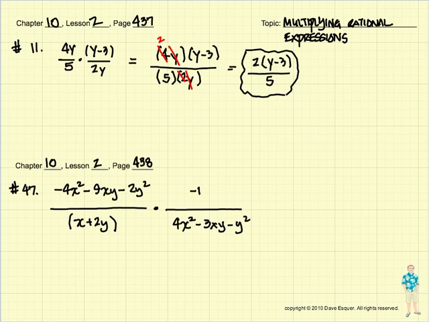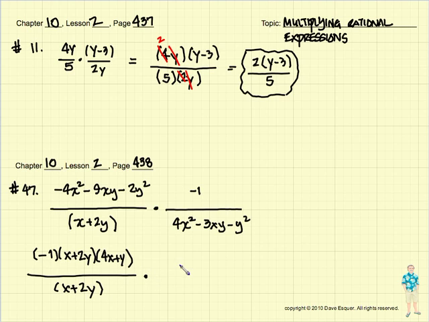So let's take these two trinomials and put them back in the very beginning of our problem as factors. So this minus 4x squared minus 9xy minus 2y squared is a minus 1 times the quantity of x plus 2y times the quantity of 4x plus y, and this we got from the page that follows. All that is going to be divided by x plus 2y. And our second term is still that minus 1 on the top, but we have the factors for the denominator now of x minus y and 4x plus y.